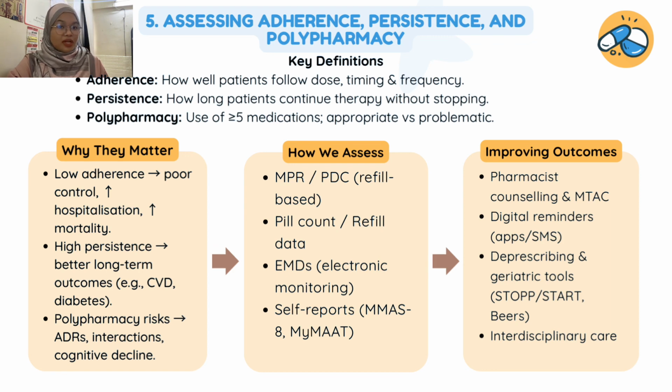To improve outcomes, pharmacists play a major role through counseling, MTAC programs, digital reminders, and de-prescribing using STOPP or START, stop, start, or BEERS criteria. Through these strategies, we enhance patient safety and optimize therapy.